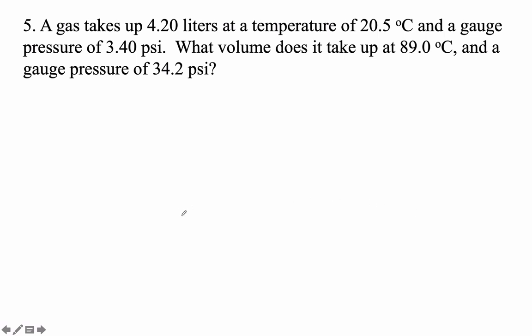Okay, so then the last question is always going to be a combined gas law question, but one such that I give you things that are not absolute, right? So like this is non-absolute temperature. This is non-absolute pressure. Because remember, it just means that it's 3.4 more than 14.7. This is 34.2 more than 14.7. You have to use the absolute because of math.